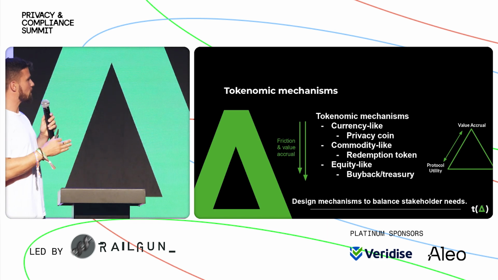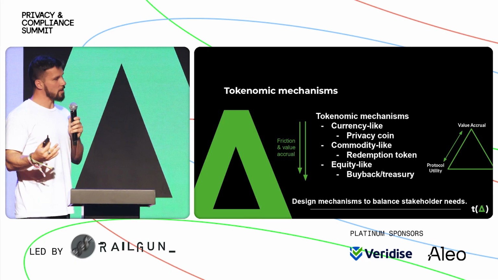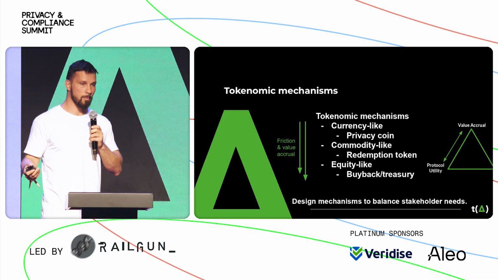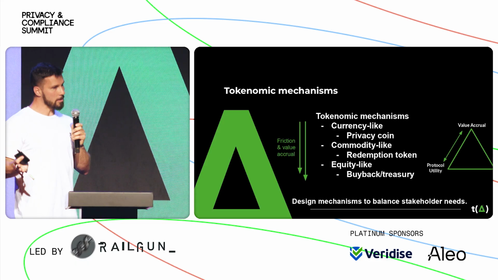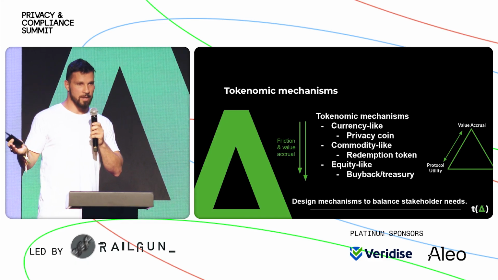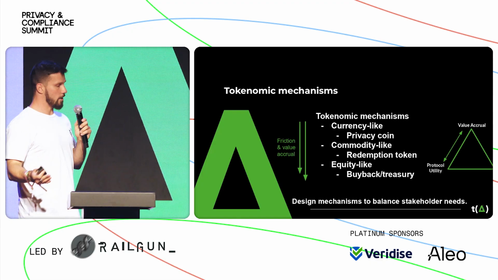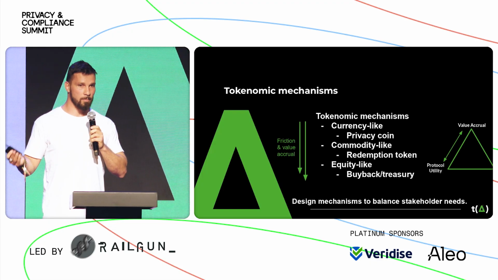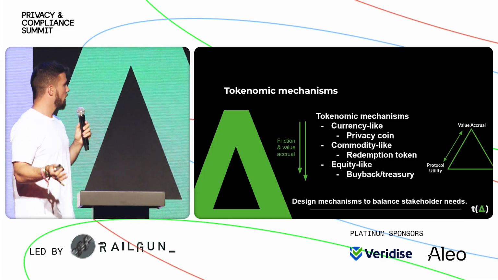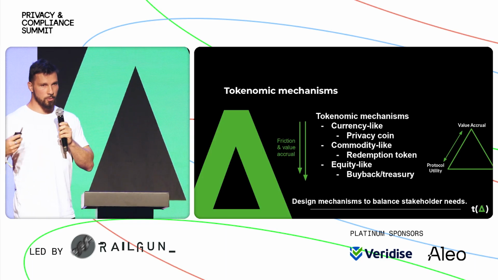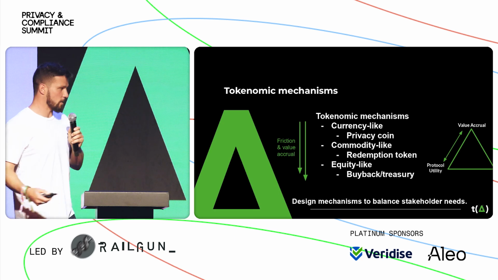Commodity-like tokens we don't see too often, but something like a Pac-Man token for using your protocol, you could call a commodity token. And this is a little less user friction, but it's still kind of a pain for people to use, which is why a lot of people opt for equity-like tokenomic mechanisms, including buyback and burn schemes or treasury distributions where the token represents ownership of some part of the treasury itself.